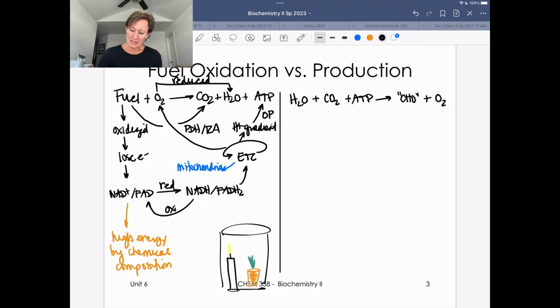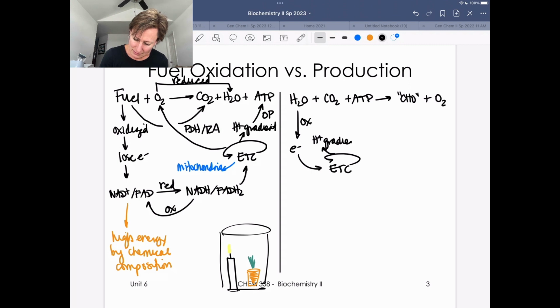Well, where we get those electrons is from the splitting of water. So the oxidation of water is going to generate electrons. These electrons are going to go through an electron transport chain. Going through the electron transport chain generates a proton gradient. That proton gradient is used to synthesize ATP.